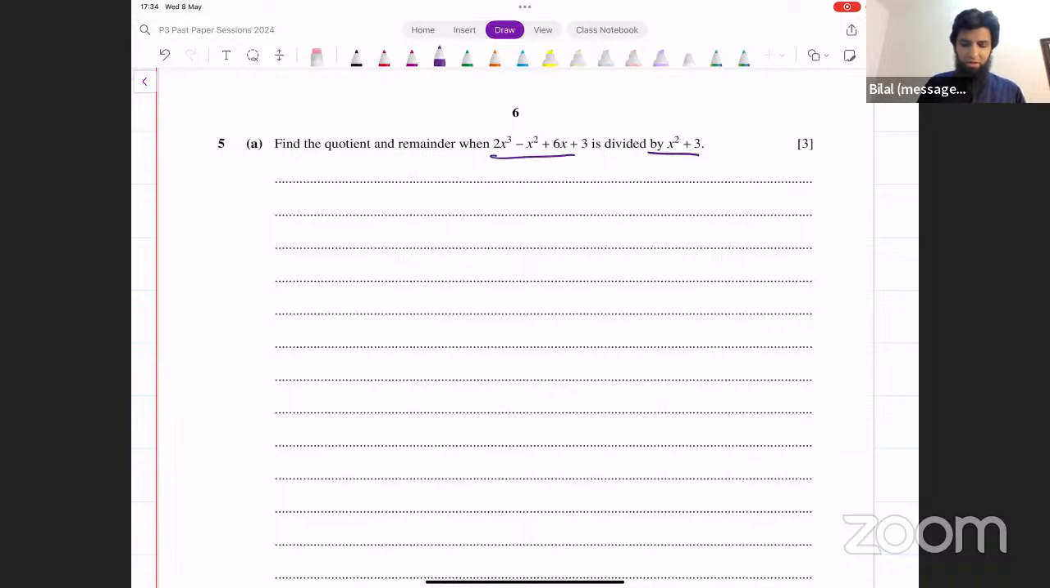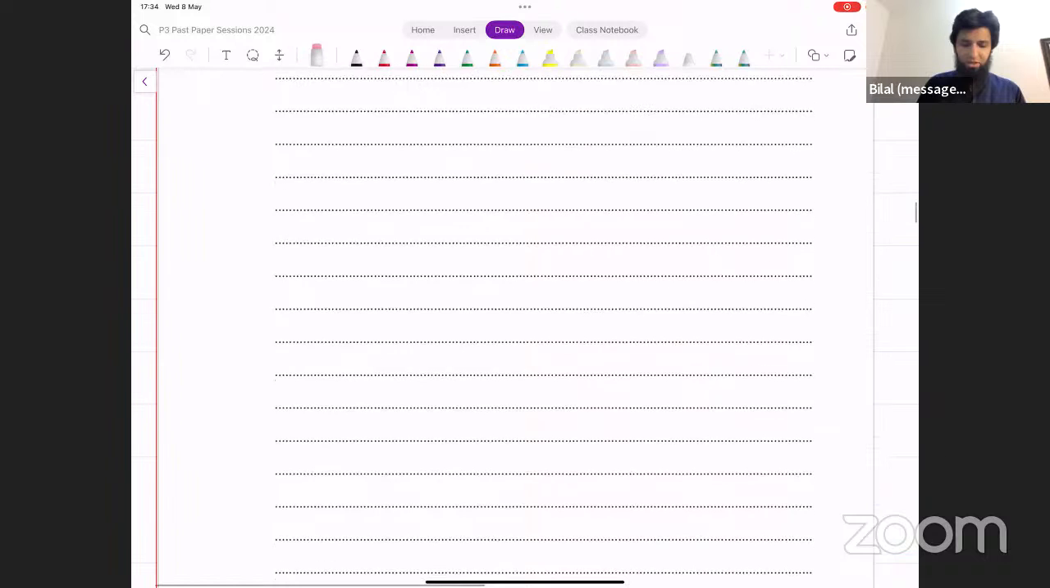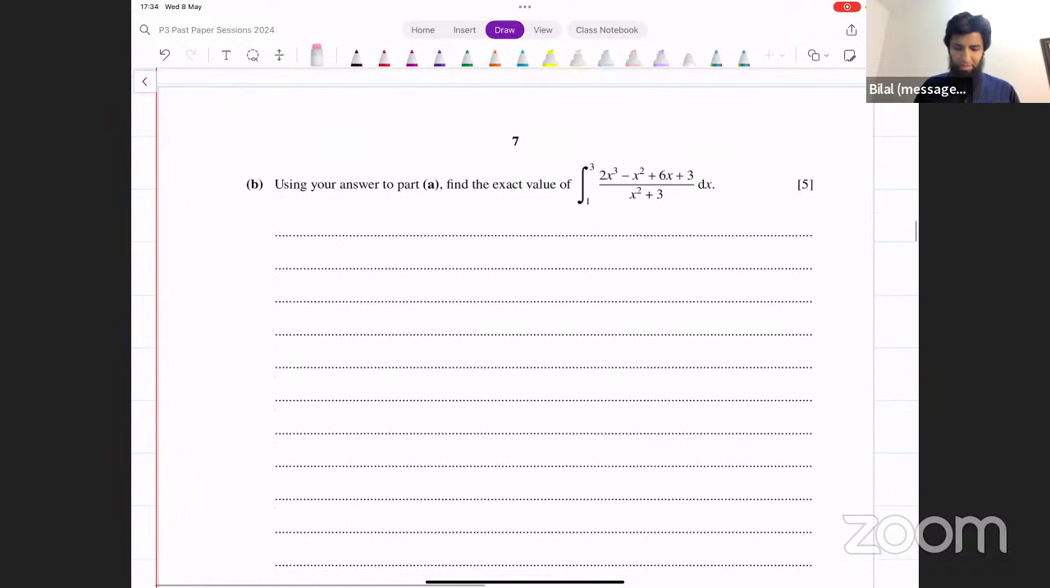Question number 5, you have to find the quotient and remainder when this is divided by this. That's simple long division, the first part. And then you have to use that first part to find the exact value of this integral. Now how do you use the first part to find the exact value of this integral?